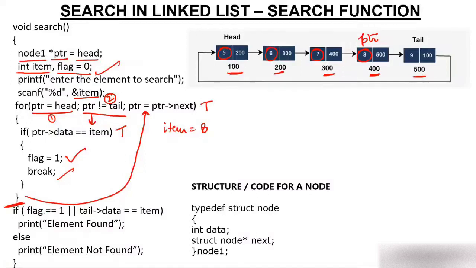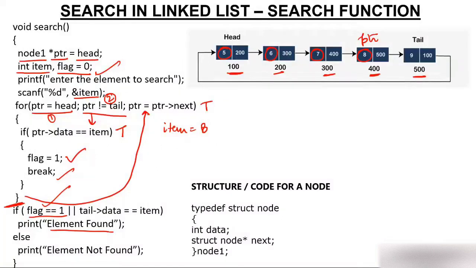I'll check. There is an OR gate. Is flag equal to 1? Yes, flag is 1. I've just initialized flag with 1. So I'll not check this OR part because in an OR gate, if one condition is true, no need to check the other condition. So this flag became 1, the condition is true. I'll simply print element found, which is exactly true. 8 is there.